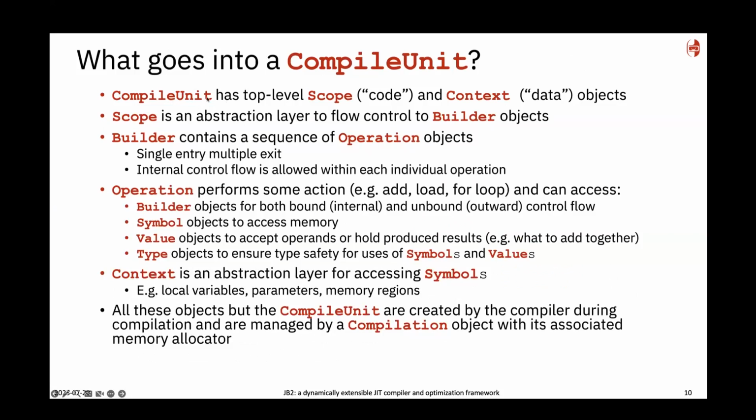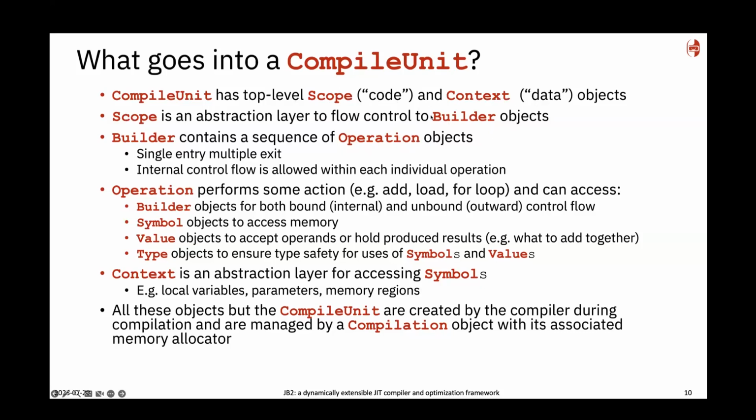So we've talked about compile unit already. The two new ones are this top level scope and context objects. I'm going to just defer that for now. Scope is kind of associated with the code and context is associated with data, but just suspend those for a minute while I talk more about, well, I guess I'm going to talk about scope right away. Scope is really an abstraction layer over the flow of control to builder objects.